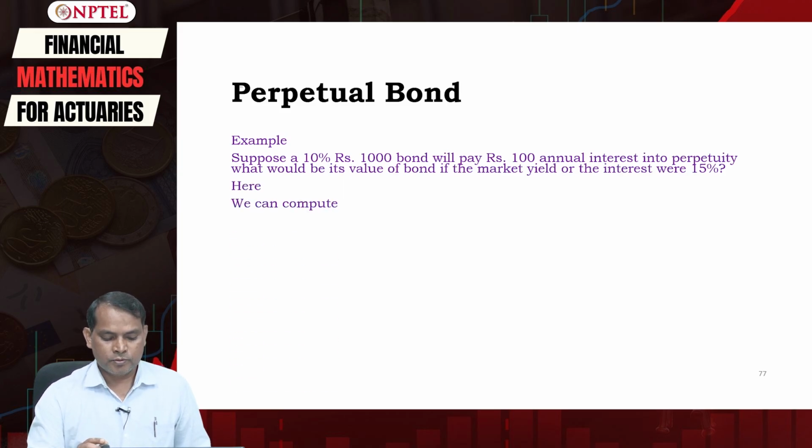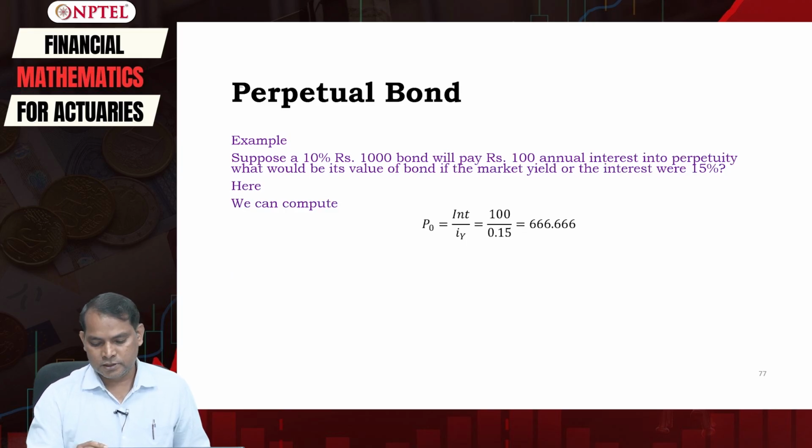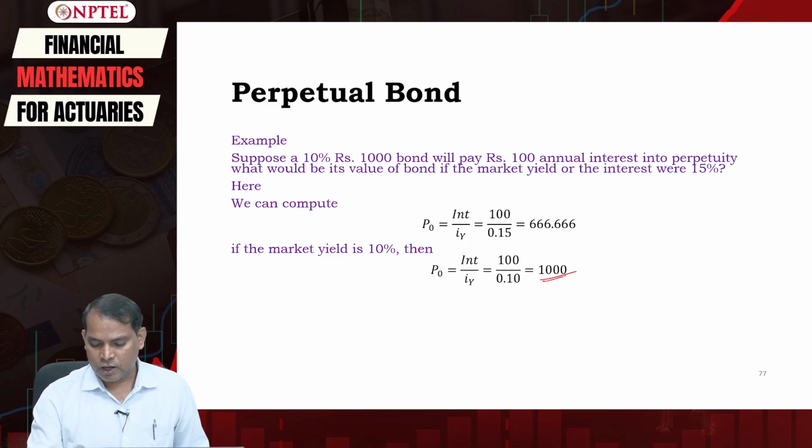What would be the value of the bond if the market yield or interest rate were 15%? Here we compute the price simply as interest divided by the yield rate, that is 100 divided by 0.15, which gives us 666.666, or you can directly take it as 667. Or if the market yield, rather than 15%, is 10%, then we have 100 divided by 0.10, which is equal to 1000.